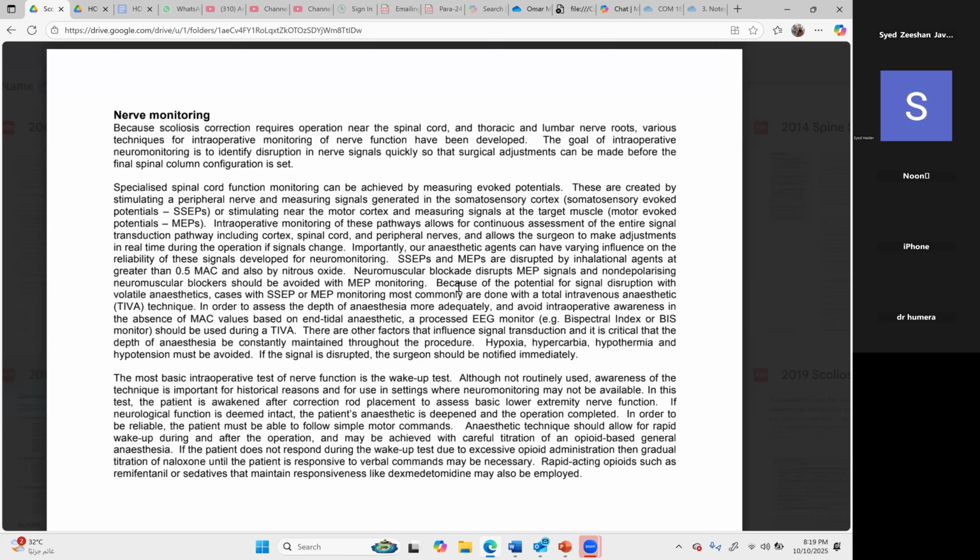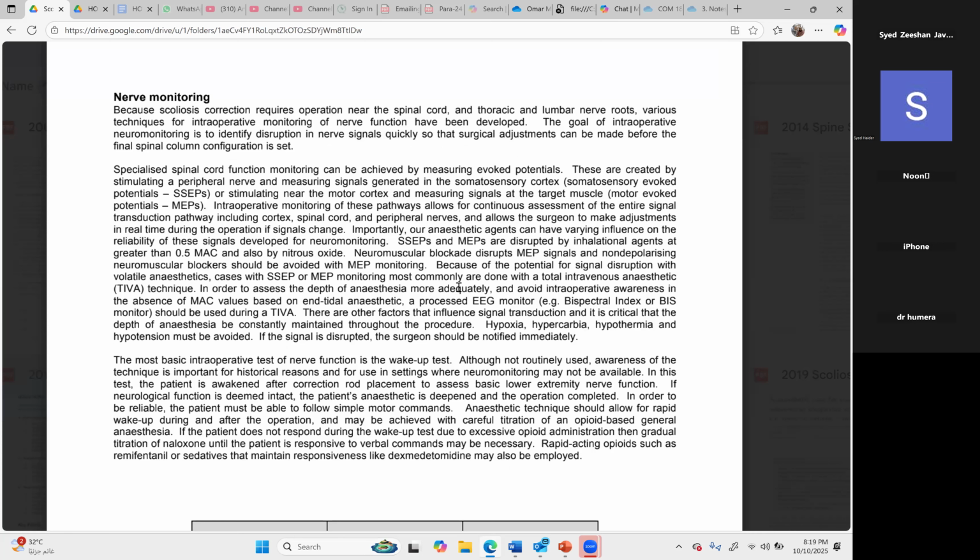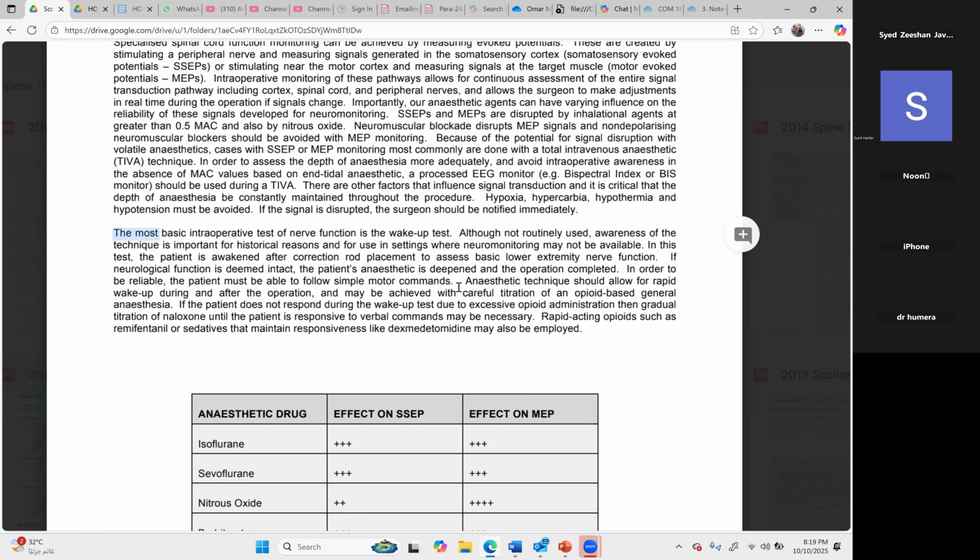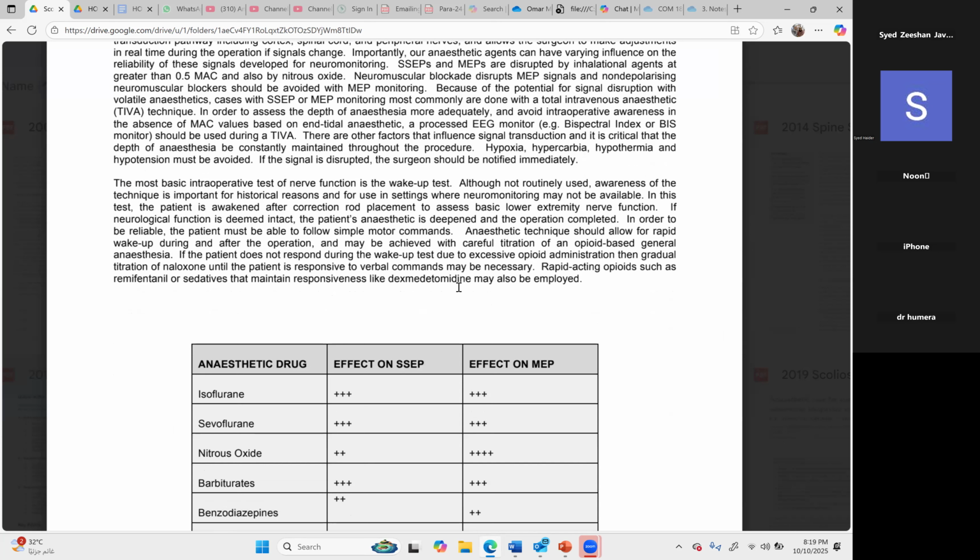So they have written here hypoxia, hypercarbia, hypothermia, hypotension. These are my best friends. Wake up test. Unfortunately, I have never done it in my life, and now it is obsolete, but they will ask you. The basic thing is that you explain to the patient that intraoperatively they will reduce the anesthesia depth and give the command, maybe to hold the hand tightly or move the limbs.